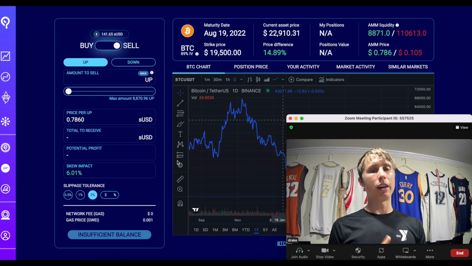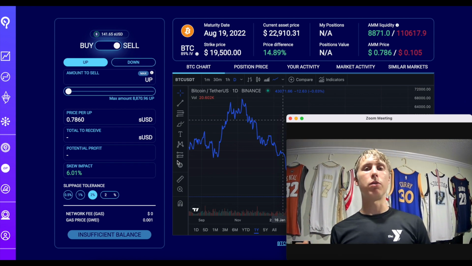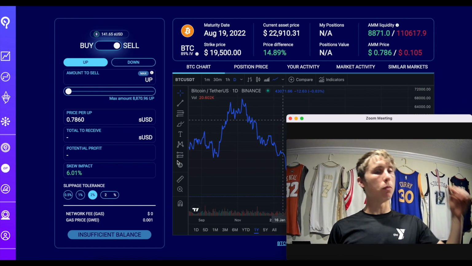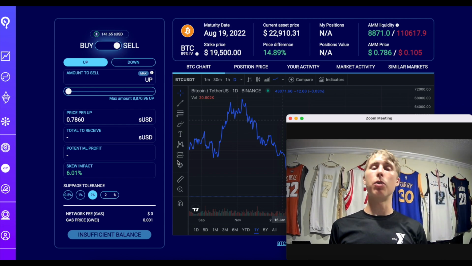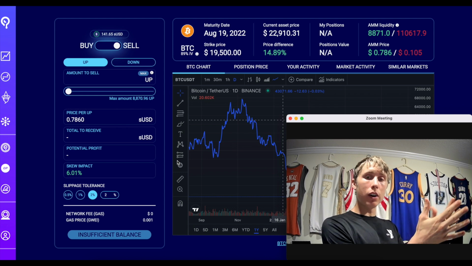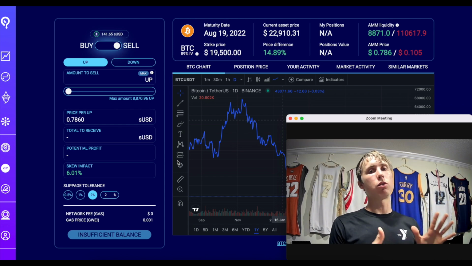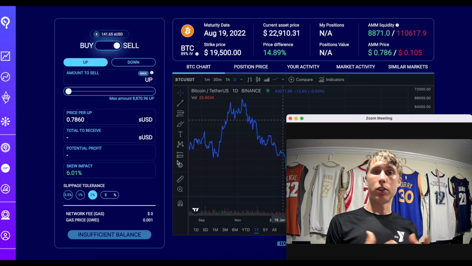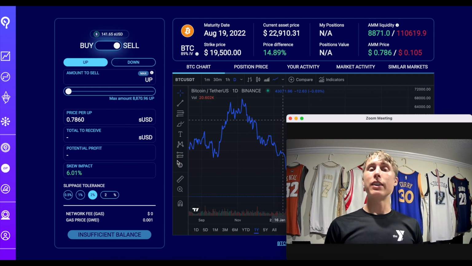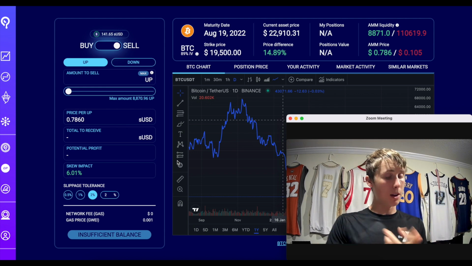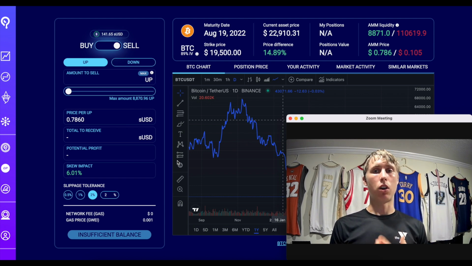Now keep in mind how these work. As more people come to say, yeah, it's going up, or more people come in to say, nah, it's going down, the prices are going to fluctuate. So if everyone is saying, bro, it's going to go to 25K, well then that cost to stay on that side of the trade is not going to have as much upside, and it's also going to cost more. You have a better chance of winning.